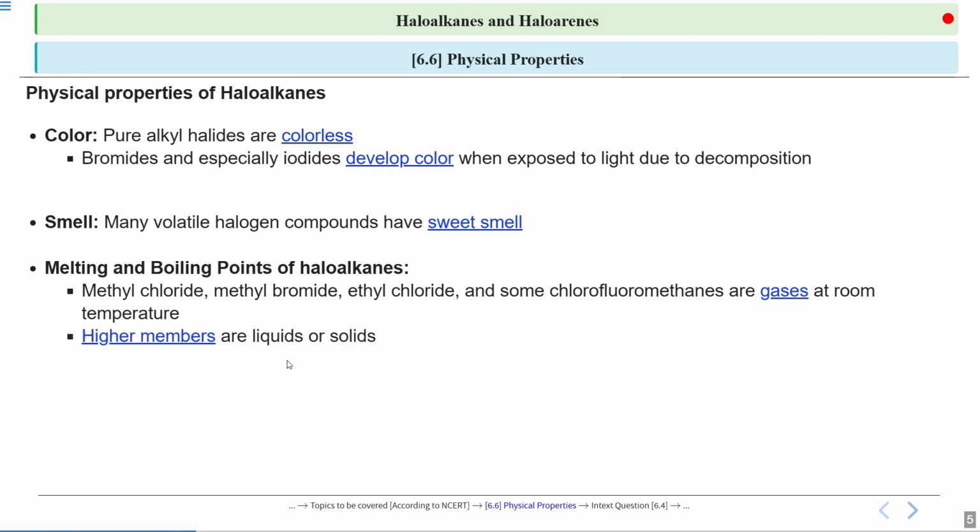If the higher members of the halogen group form haloalkanes, then those are either liquids or solids. So higher members are either in the liquid state or in the solid state. That means they have higher melting points. If we compare the melting point of haloalkanes with their corresponding alkanes, where no halogen is present, the haloalkanes are going to have a greater melting point than their corresponding alkanes.